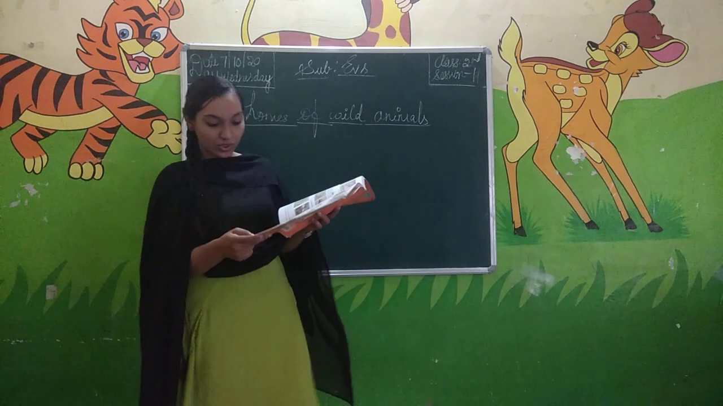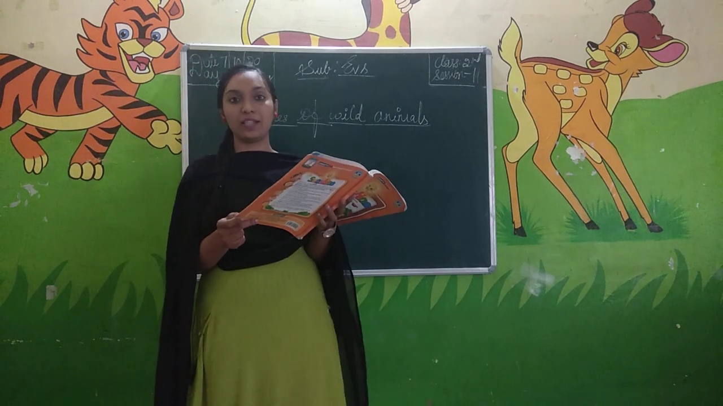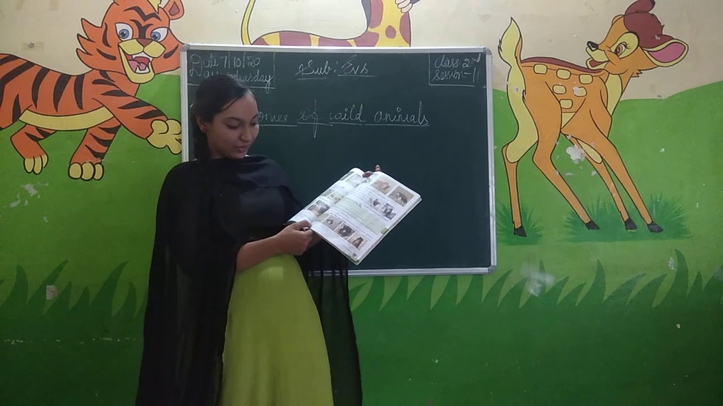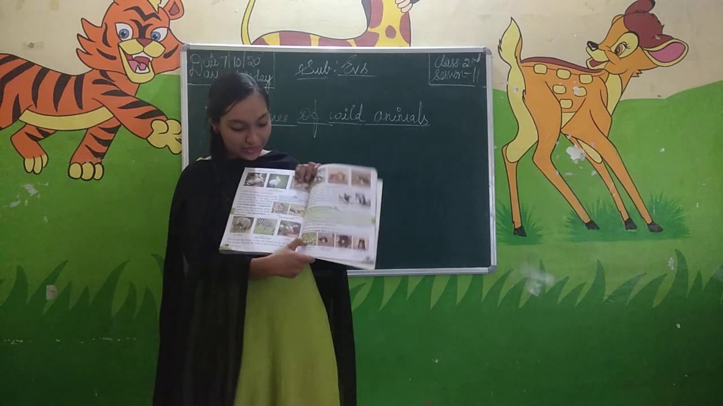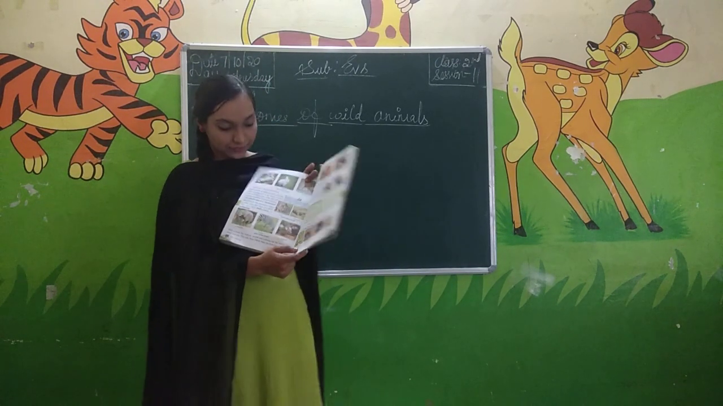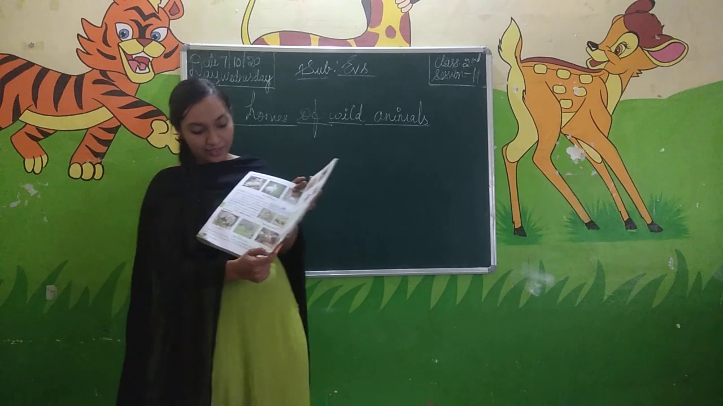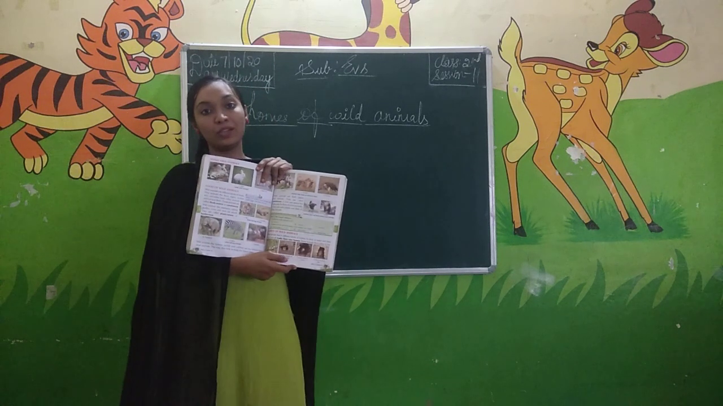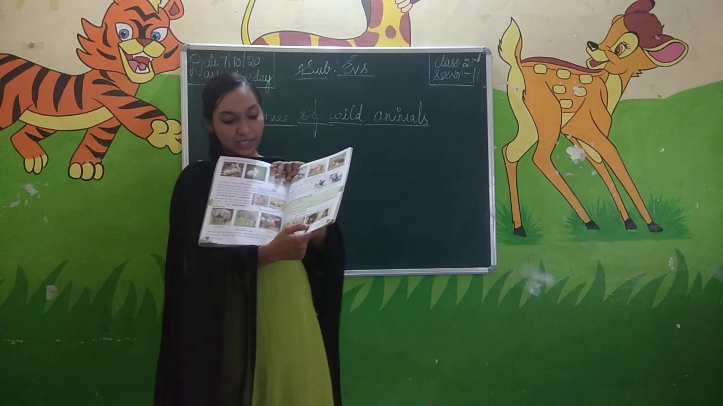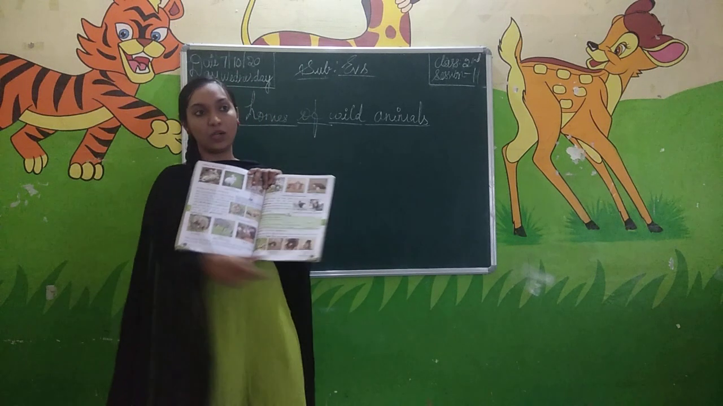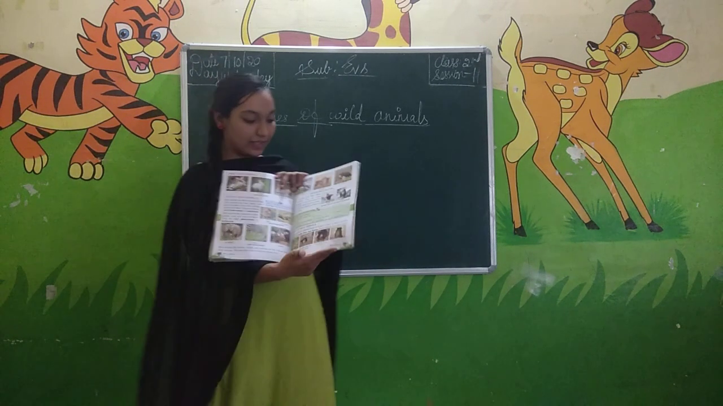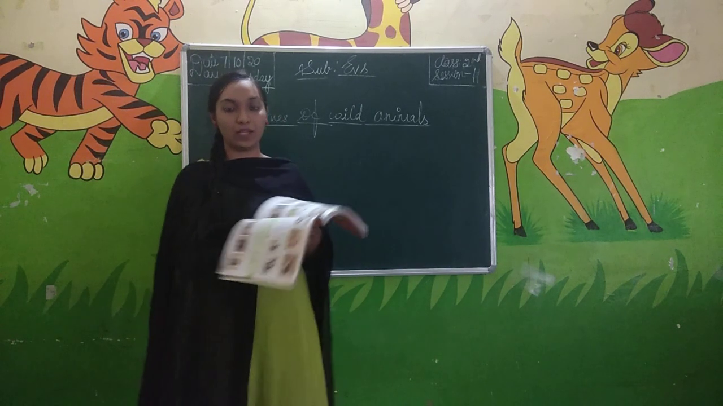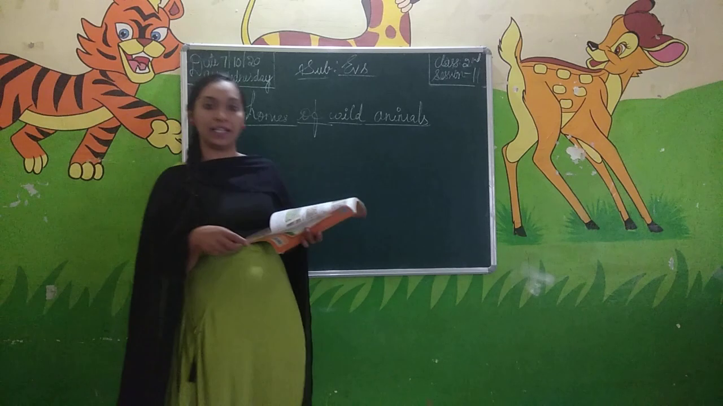Here you can see the pictures in the textbook, page number 185. First picture, a bird builds its own nest. A rabbit makes its own burrow. A snake lives in a hole. You know a hole? Next, a lion lives in a cave. Den or cave is one. So a lion lives in a den.